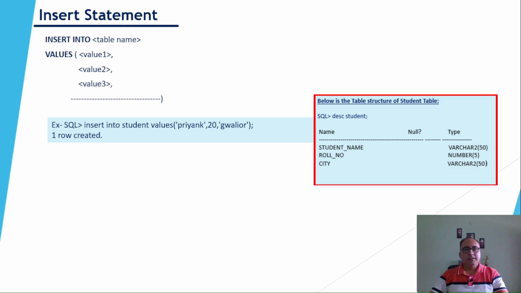In this example we are inserting records in a table student. The values we have mentioned are Priyank, 20, Gwalior. Whatever is the first defined column, the value Priyank will go to that column. Similarly, the next column will have the value 20 and the last column will have the value Gwalior. When you are not specifying column names in your table, you will have to make sure that whatever values you are inserting are aligned to your table columns.